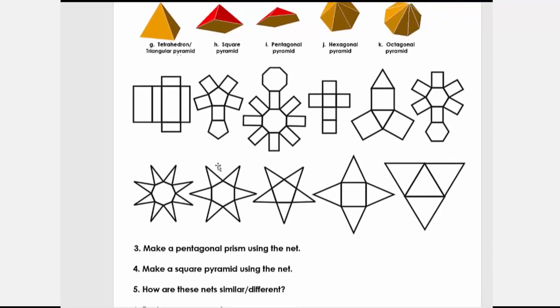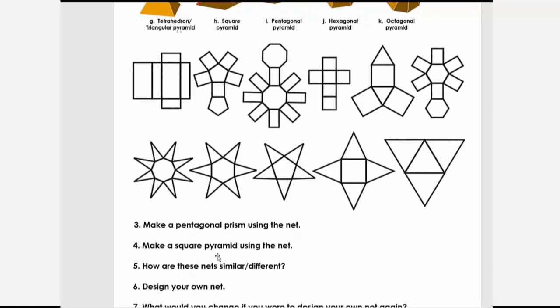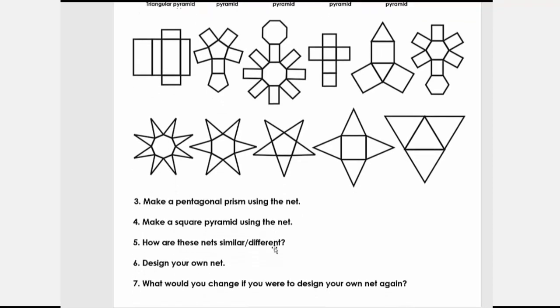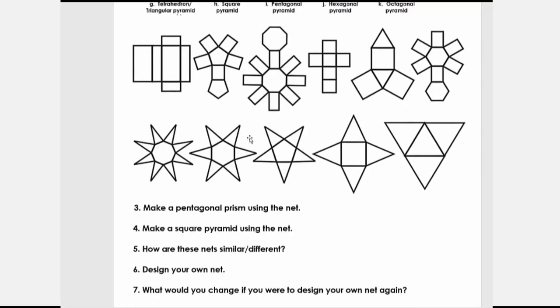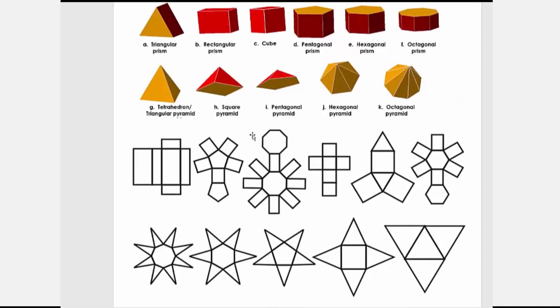What I want you to do is make a pentagonal prism using a net. You need to make a drawing first. Please, parents and teachers, if you don't have nets, support your children in drawing these or search for them on the internet. You're going to make a square pyramid using a net, and then explain how these are similar and different. You can pause here and do some of these activities. Remember, the focus of this worksheet is practical work.